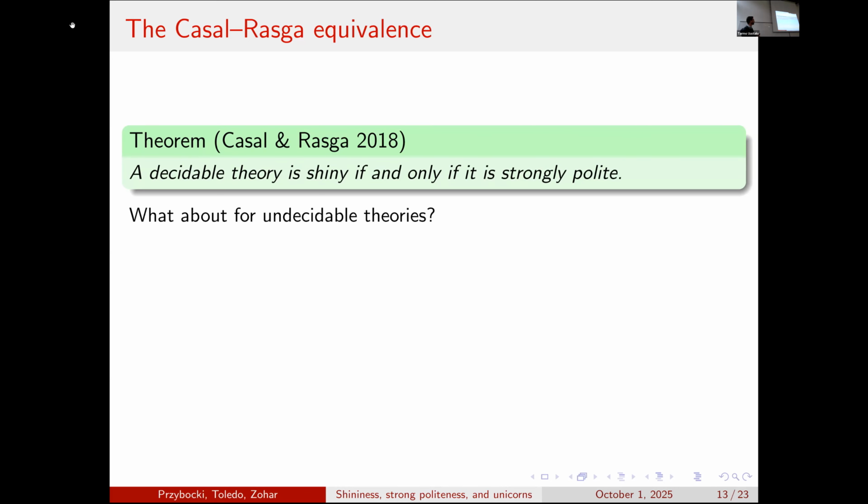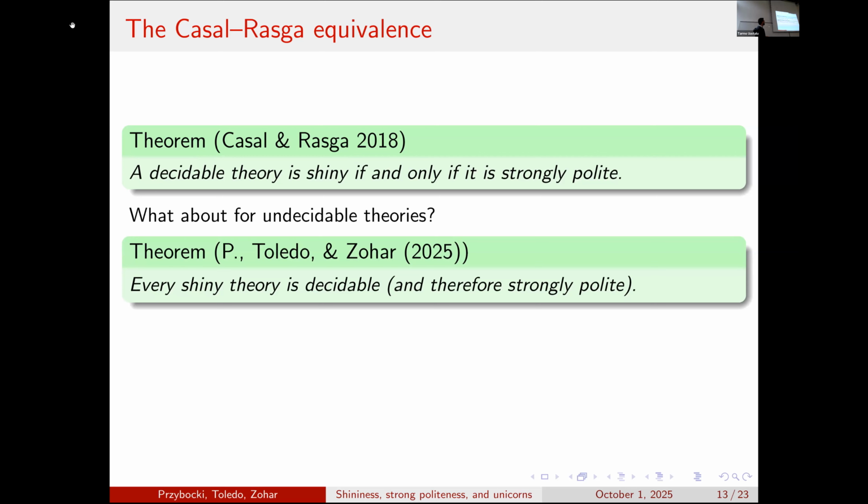But one thing we might want to know is, what about undecidable theories? Do we really need the decidability assumption here? We were interested in looking at this because it was helping us fill in some of the cells on that table I showed you earlier. And the result is as follows: every shiny theory is decidable, and therefore, by the equivalence, strongly polite.